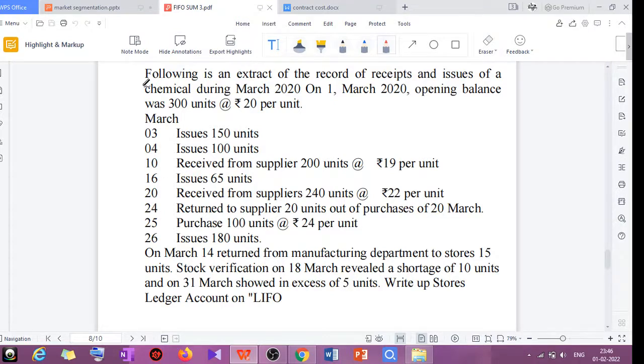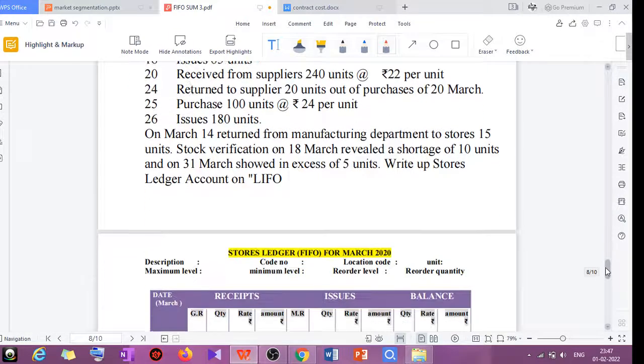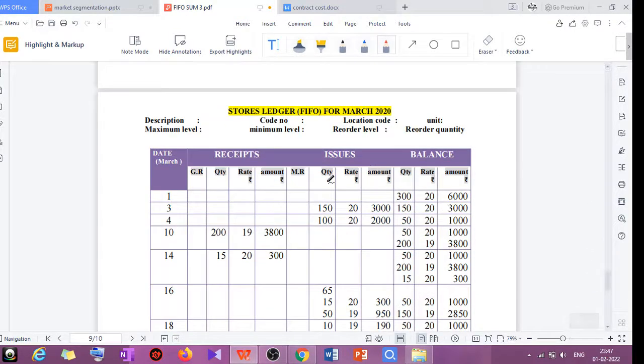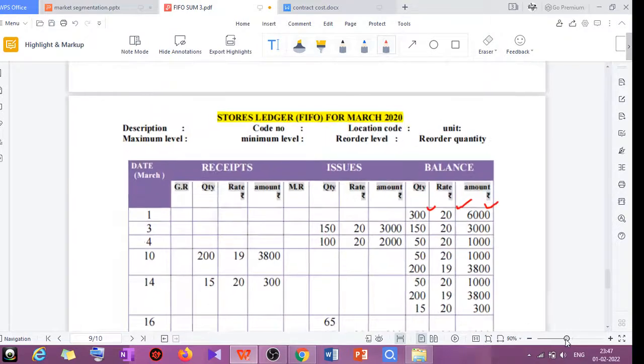Okay. So see the question here. Following is an extract of the record of receipts and issues of a chemical during March 2020. On 1st March 2020, opening balance was 300 units at rupees 20 per unit. I'll just tell you how to solve it. So in the balance column, write 300, rate is 20, amount will be 6000.